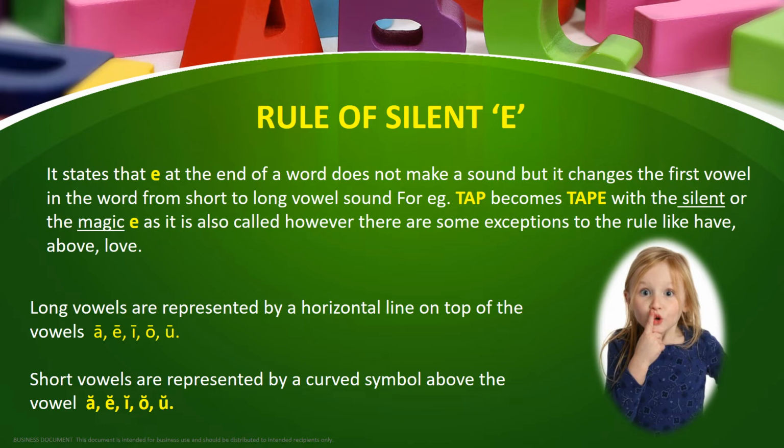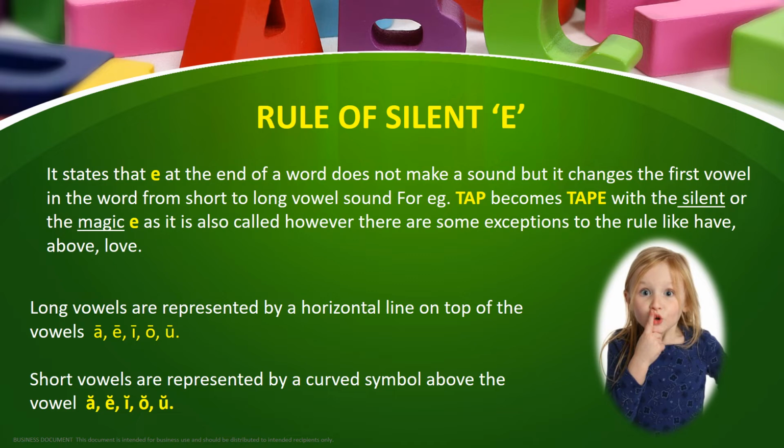If O has a curve on top of it, then it is a short vowel as well. For example, in hot, the dish is hot. We don't say the dish is hot. Do we say the dish is hot? No, we don't. The dish is hot. So here O is not giving its actual sound, is not sounding like its name O, but it is sounding very short like oh, hot. So it will be shown by having a curve on top of letter O.